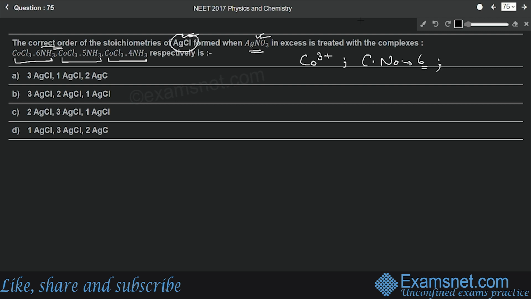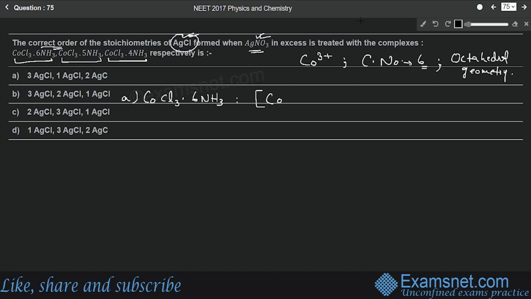For 6 coordination number, it will be an octahedral geometry. Okay. So this is the basic thing that we know. Now let's start. The first complex that is mentioned is CoCl3·6NH3. That means 6 ammonia molecules are there. Now if we write the coordination form, this is the coordination sphere.